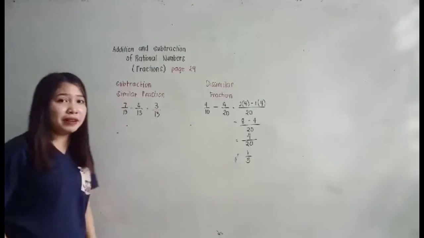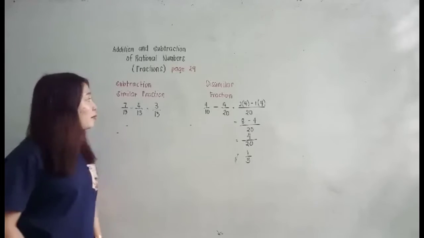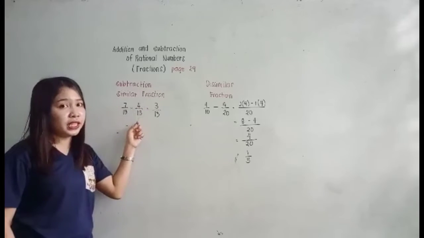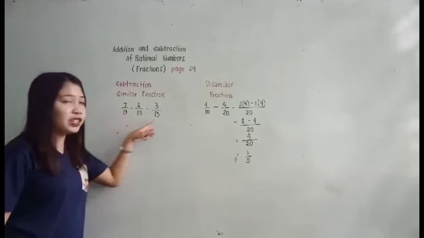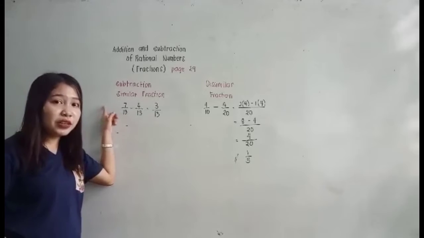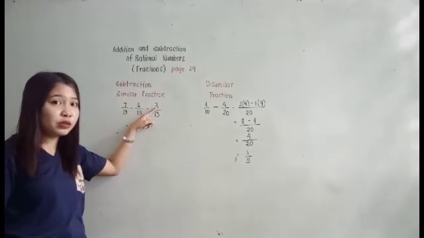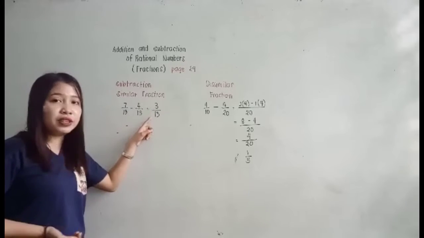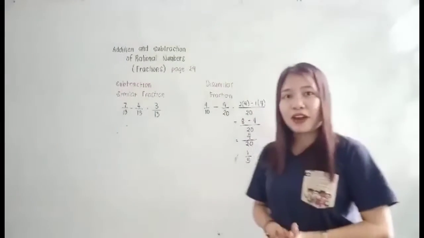Okay, so sa similar fraction, makikita natin sa page 29 ng ating module na may given na 7/13 minus 4/13. Okay, so ang gagawin lang natin is kokopyahin yung denominator kasi similar na sila. Then, isosolve natin yung numerator. So, 7 minus 4 is equal to 3 and ang ating answer ay 3/13. Then, dumako naman tayo in dissimilar fraction.